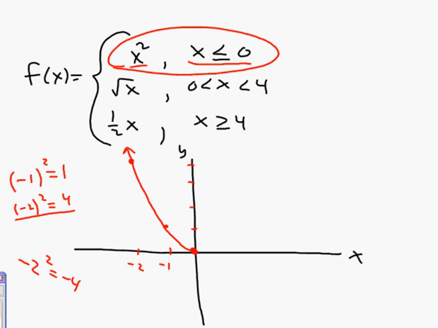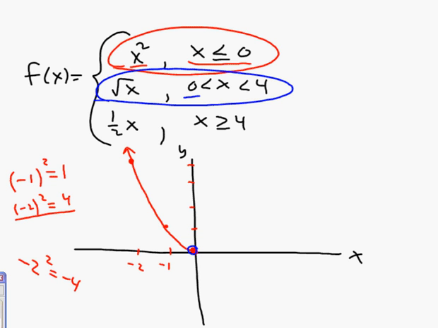Okay, here's where things get a little bit interesting. So here's the second function. It's going to be used from x equals 0 to x equals 4 non-inclusively. All right, so I'm going to plug 0 in anyway. And if I plug 0 in, the rad of 0 is 0. So what that means is I'm going to put a hollow dot on (0, 0).